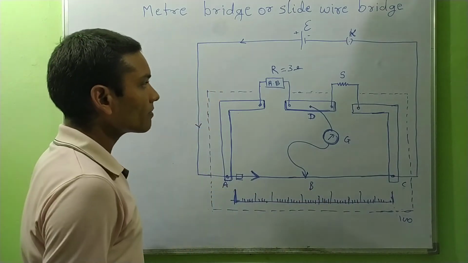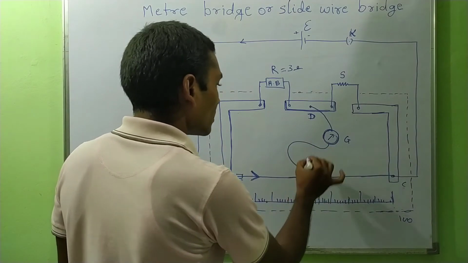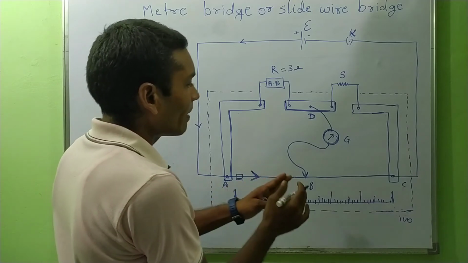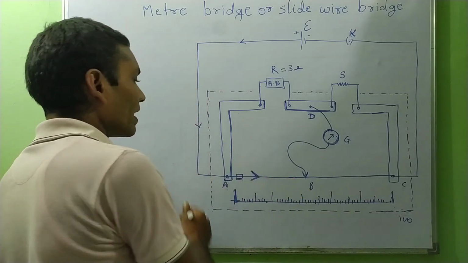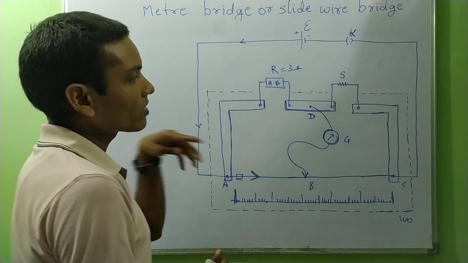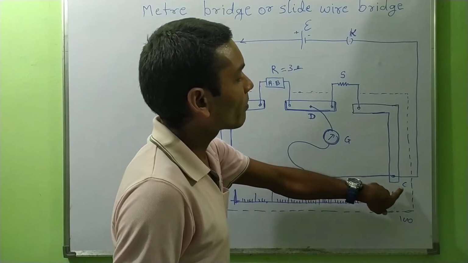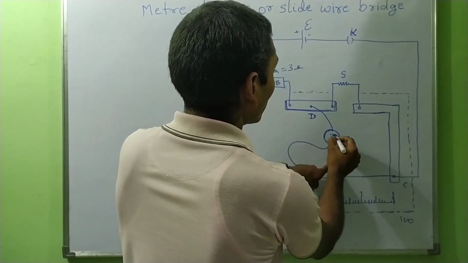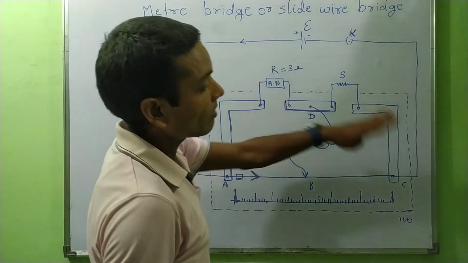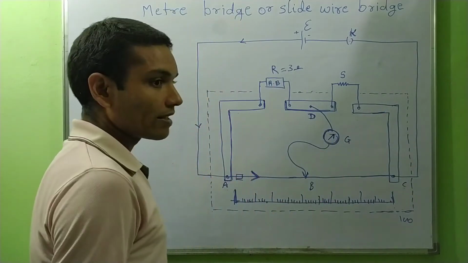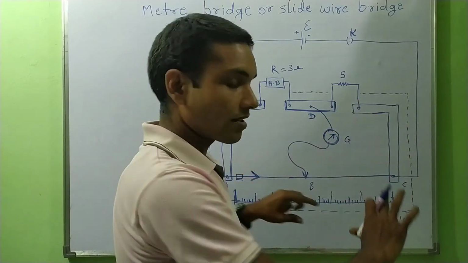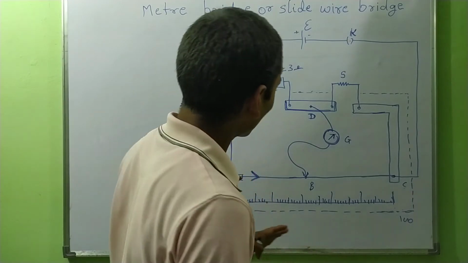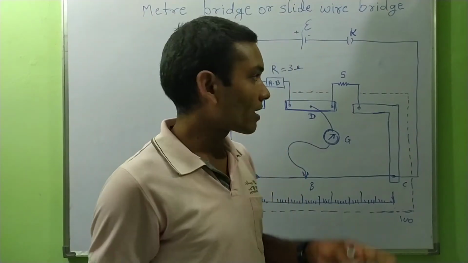Okay, when this jockey is brought near the point A, then the deflection will be to the left side or one side, and if this jockey is brought near the point C, then the deflection will be to the opposite side. The deflection of the pointer of the galvanometer will be to the opposite side. Okay, then this circuit is correct for practical purposes, otherwise we have to correct the circuit again.